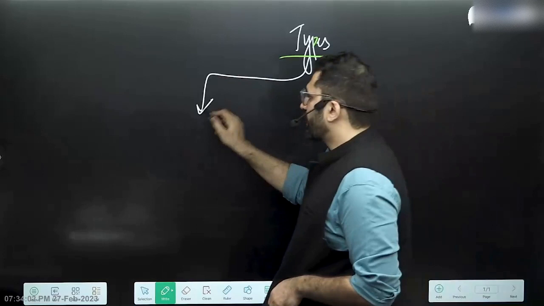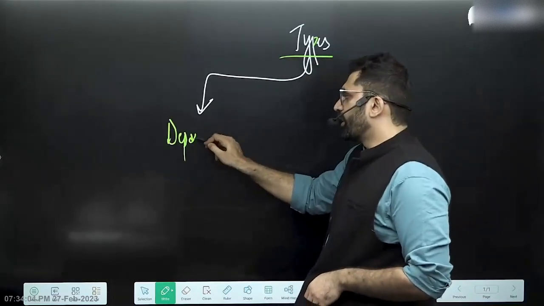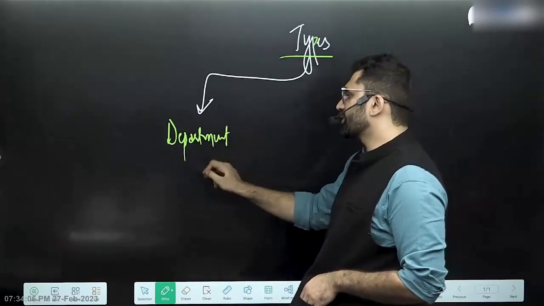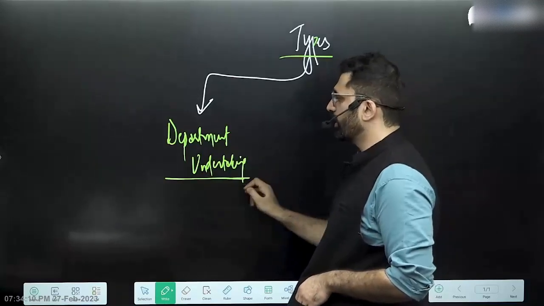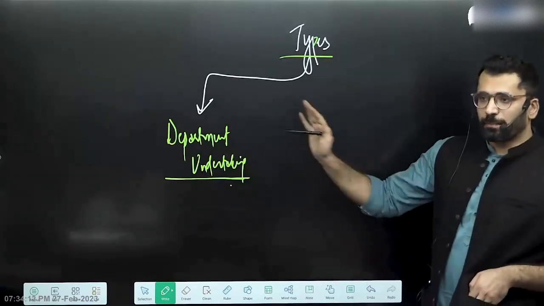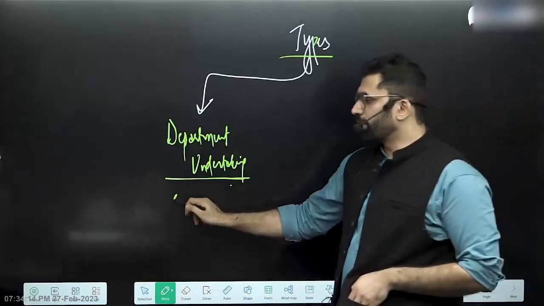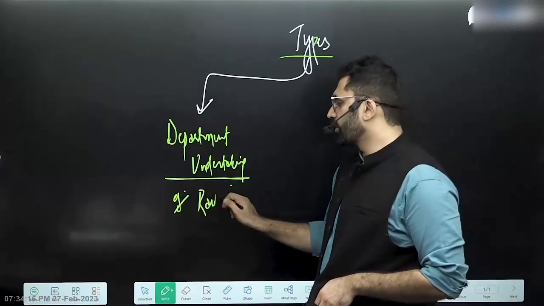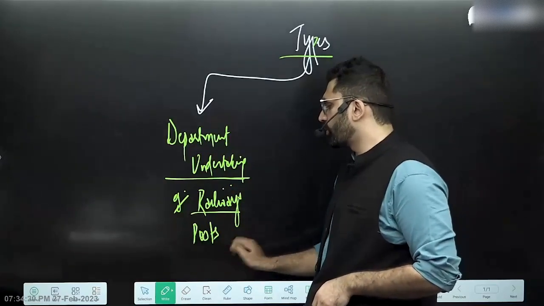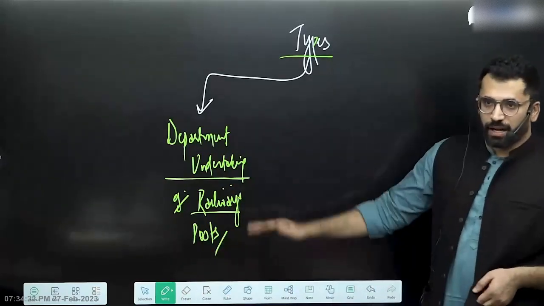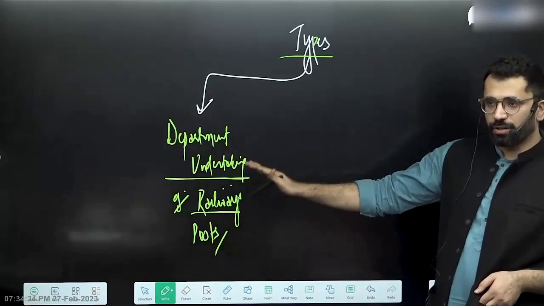There are three types of PSUs. One is your departmental undertaking. This is just like a ministry or a department under a ministry, where it is a part of the government itself. For example, railways or Ministry of Telecom or Posts.